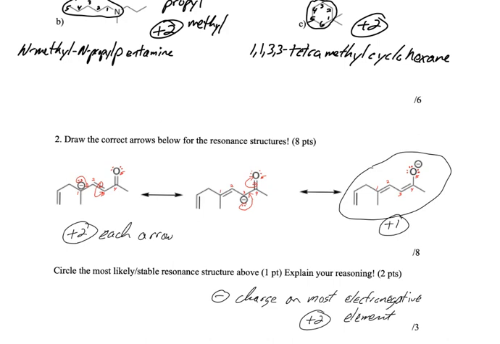Resonance arrows. Again, bonds broken, bonds formed could have helped here. 1, 2, 3, 4, 5. Think about which bonds are being formed and broken.